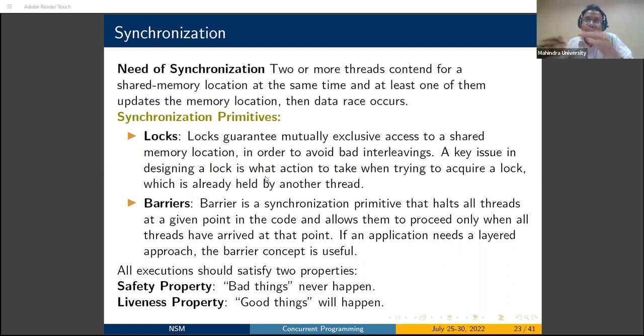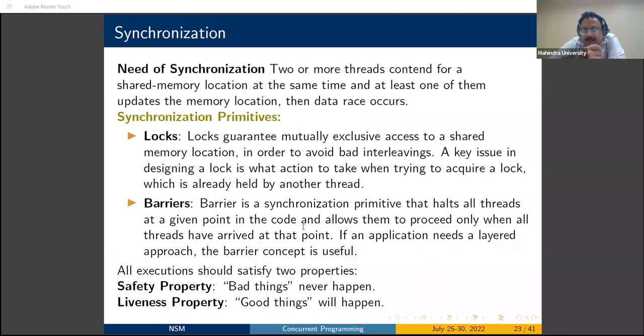When we mix one frame with another frame, we see different types of images instead of the particular image, right? That is the problem. In such applications, we use the concept of barriers. The definition of a barrier is a synchronization primitive that holds all threads at a given point in the code and allows them to proceed only when all threads have arrived at that point.